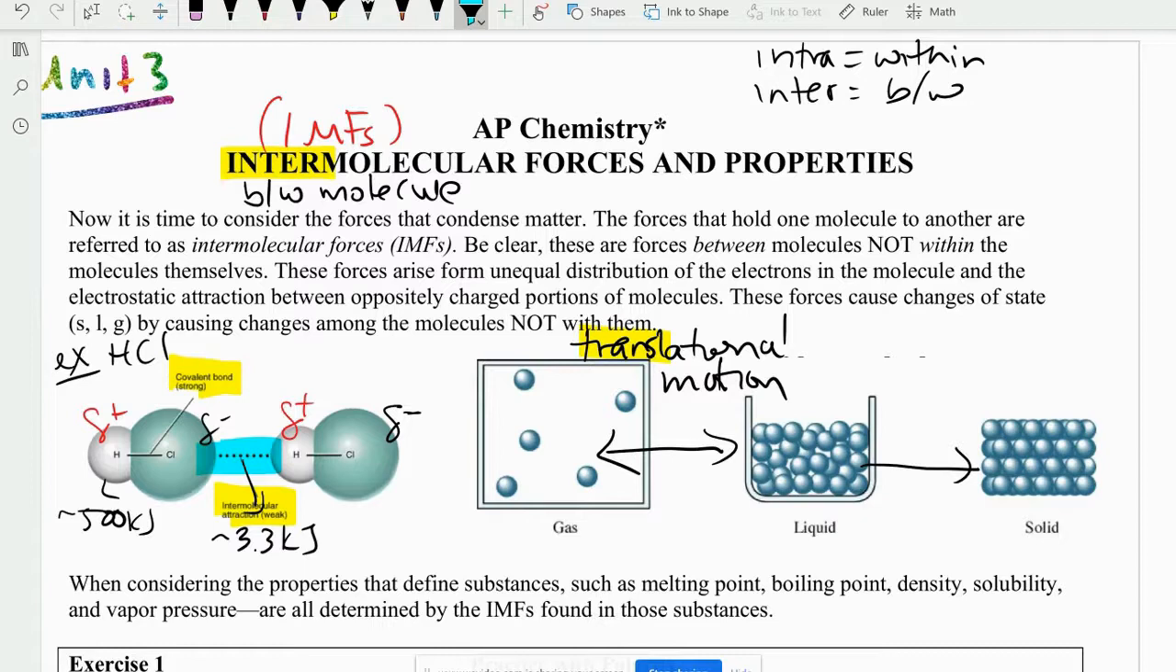So here's the thing. Things like melting point, boiling point, density, solubility, vapor pressure. These are all physical properties of substances that we can ultimately determine and predict based off the types of intermolecular forces that are found within those substances. And so hopefully our goal by the end of this is that we can actually look at a substance, predict what types of intermolecular forces they may have, and therefore predict some of the physical properties that we would expect to see arise from certain substances.